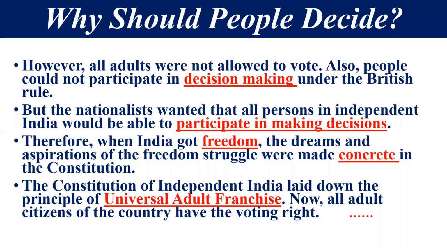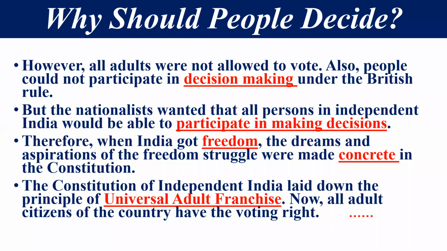But during the British time period, all adults were not allowed to vote. Right now, all the adult citizens have the right to vote. It doesn't matter. But in the previous time, when we were under the British, in the decision-making policy, all people could not participate because all the adults were not allowed to vote even. And the nationalists wanted that all persons in independent India would be able to participate in decision-making.